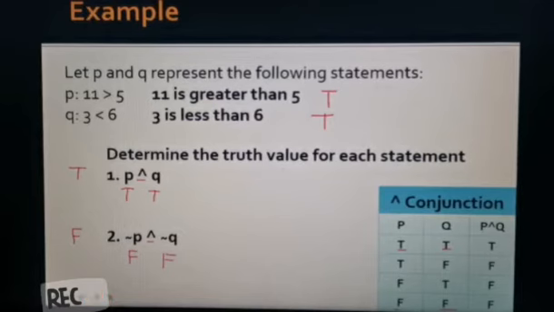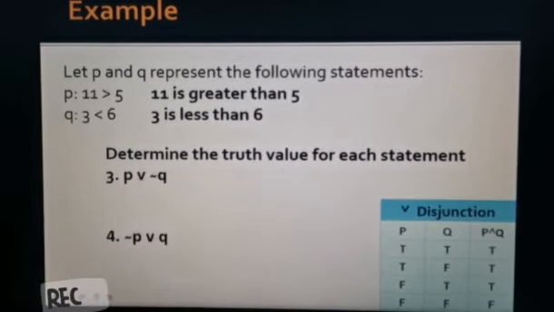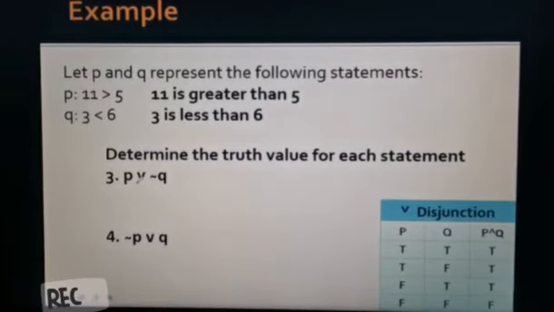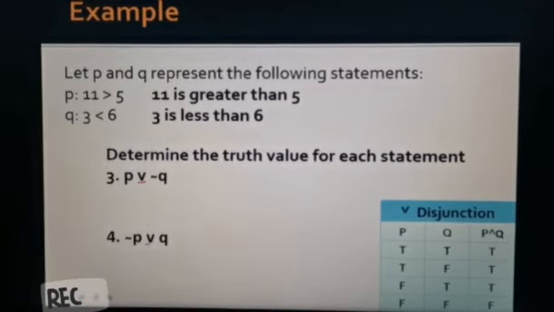Let's have another example for number 3 and 4. The same given: 11 is greater than 5, which is true, and 3 is less than 6, which is also true, and we are going to determine the truth value for each statement. For item number 3 and number 4, we now have the disjunction operation, and we also have on our right side the truth value for disjunction.